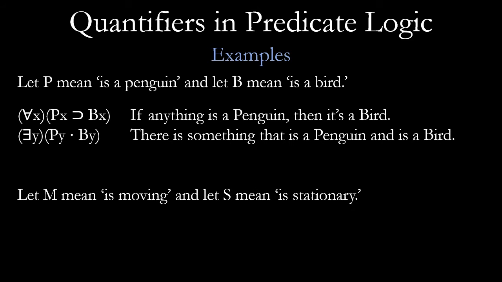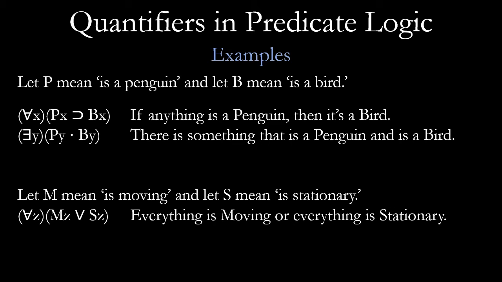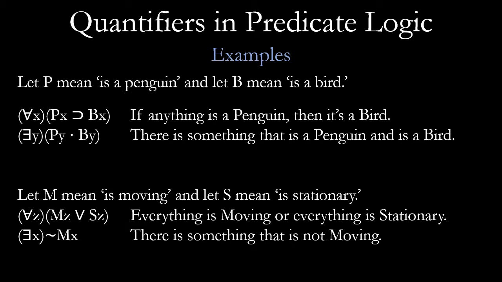All right, using a couple of other operators, we could say let M mean the predicate is moving and S mean the predicate is stationary. We could say for all z, Mz or Sz. So everything is moving or everything is stationary. And similarly, we could say there exists an x such that not Mx. In other words, there is something that is not moving. And notice here I've tried to use the quantifiers with all four of the logical operators that we have been studying: implies, and, or, and negation.